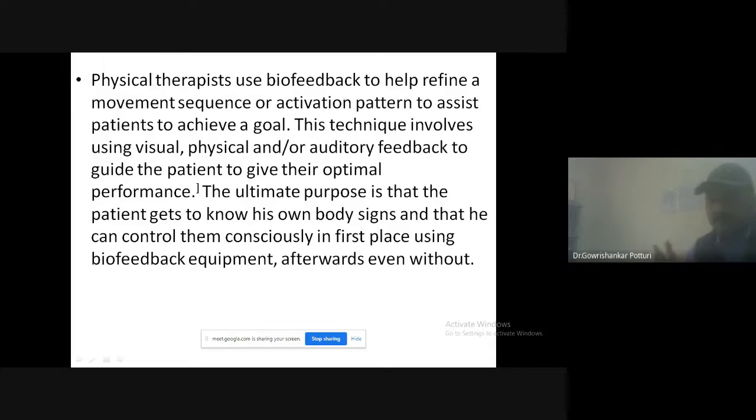Generally we give the smiley ball to the patient. If you press hard, the flight will go up so that it will not hit the mountain. So this is the feedback, and this is seen on the screen. This is the feedback the patient will always get. So he keeps on pressing the ball. After some time, without feedback, he will learn how to control his muscles.